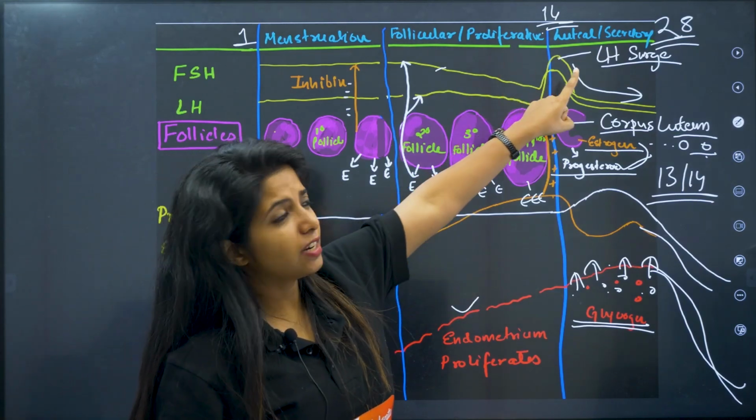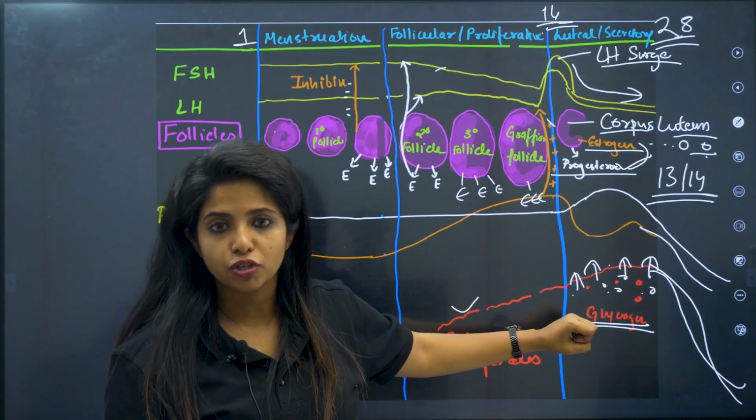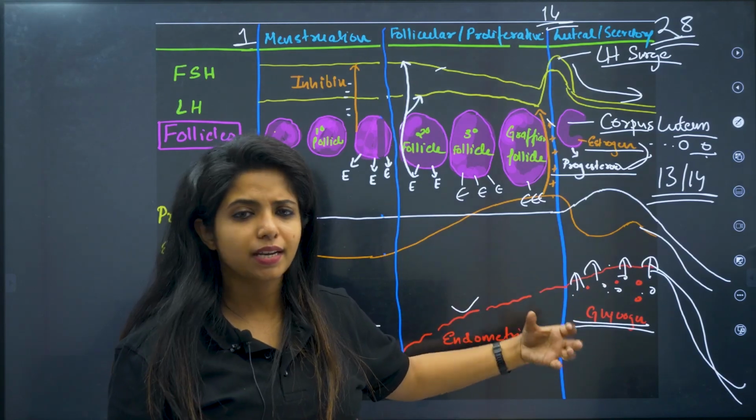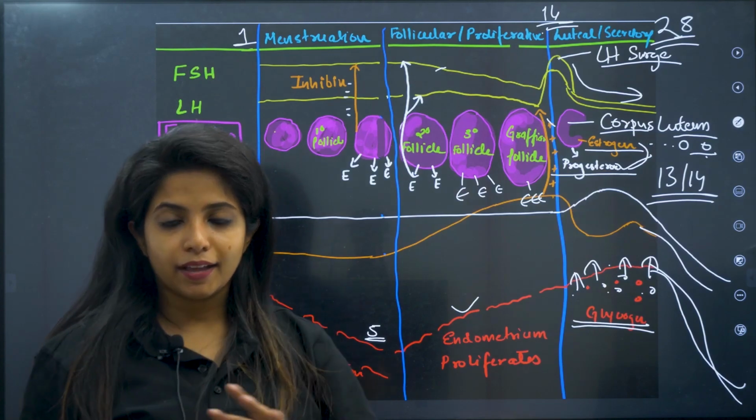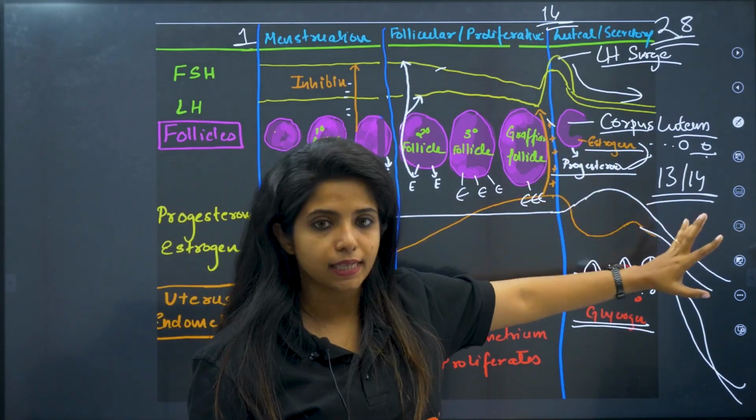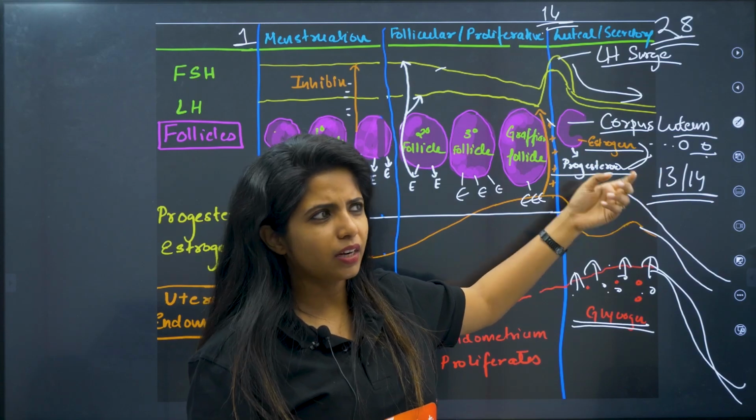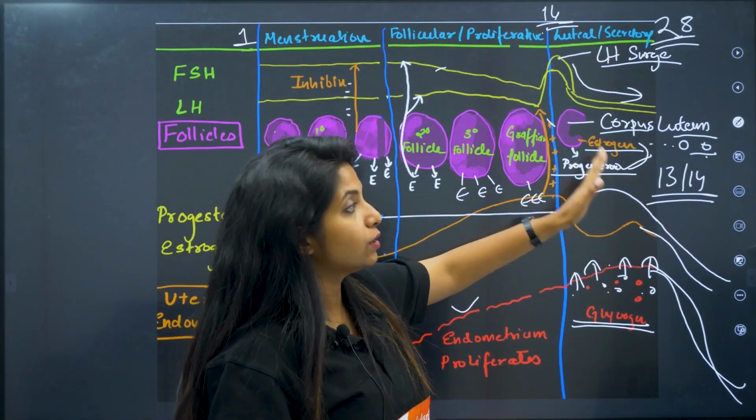Secretory phase, why? Because again I am telling you, the endometrium will show secretory function. It will form glycogen and things like that, so that if the embryo is formed, it can provide nutrition to that. And this phase, the luteal phase, goes up to 13 to 14 days. In a NEET question, somewhere it gave 13 as an option, and somewhere it gave 14 as an option. So I say 13 and 14.